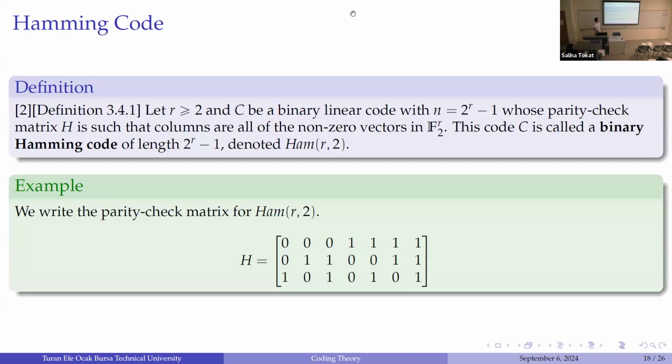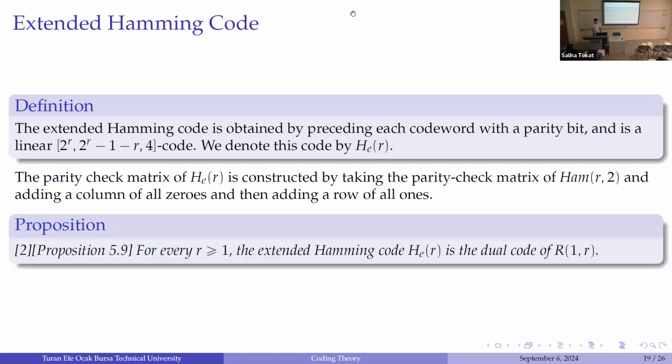Now I give the Hamming code. Let r be given and let C be a linear code with length 2 to the r minus 1, whose parity-check matrix is such that its columns are all of the non-zero vectors in F2 to the r. We call C a binary Hamming code, and we denote it by Ham(r,2). Now I give an example of the parity-check matrix of Ham(r,2) with r equal to 3.